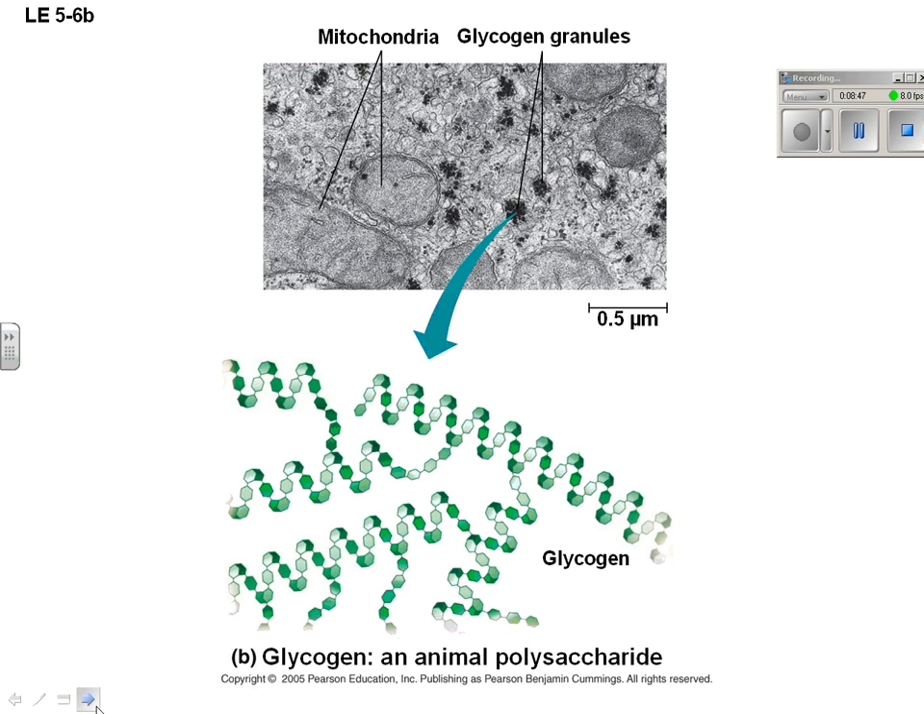This one is a storage in animal cells. In our cells, we use glycogen. We store glycogen. Glycogen is chains of glucose. It's slightly different than starch, but this is showing in an animal cell pockets of glycogen. Why is it stored there? Why is it stored? That's right, so it can be used later.